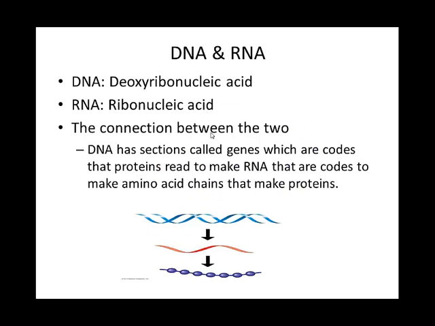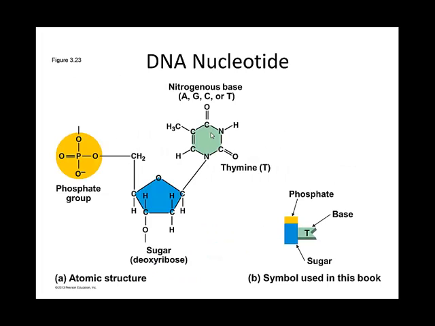DNA and RNA. You know about DNA. That is the blueprint for life. But how is it a blueprint for your life? We'll talk about that in a moment. So I want you to know that DNA is deoxyribonucleic acid. RNA is ribonucleic acid. And the connection between the two is that DNA is a code that other proteins read to make RNA. RNA is then another code that is read to form an amino acid chain, which is a protein. And in the picture, the blue double helix is the DNA, the red is the RNA, and the purple dots are the amino acids.